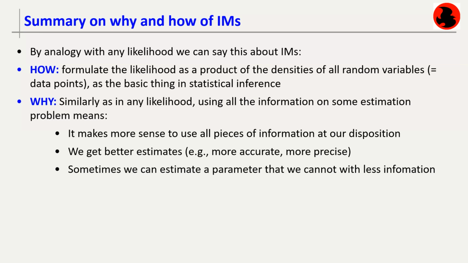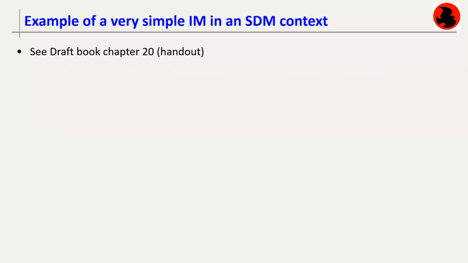And what we said, similarly as in likelihood, is that more information is beneficial, because we get better estimates in the sense of often more accuracy, very typically more precision, and sometimes we can estimate a parameter that we cannot with less information. What I emphasize here is that, intuitively, it makes tremendous sense to use all the information that you have in an estimation problem.